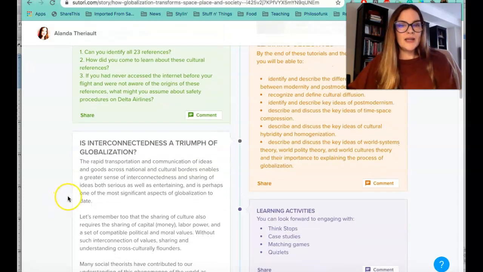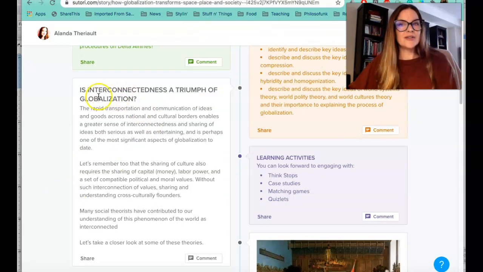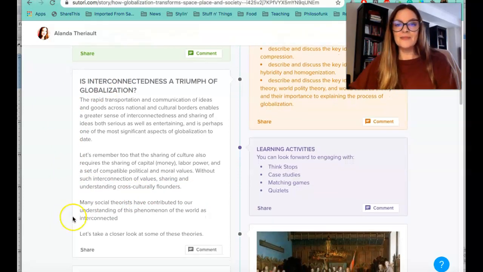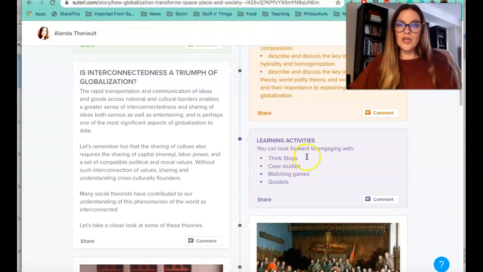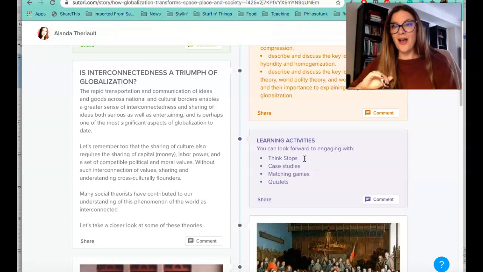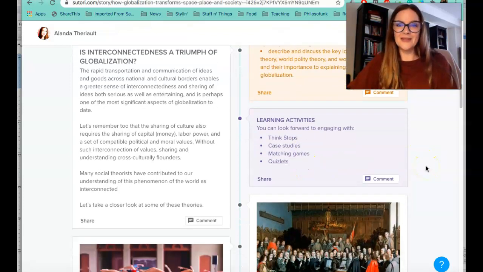So as we move on, you'll see that there's content that is connected with the learning outcomes. You're welcome to have a little preview and tell your learners in your seminar what it is that they're going to be doing in terms of learning activities. Learning activities you can use are, of course, think stops, learning prompts and activities, matching games, Quizlets, which are both a part of Sutori, or you can use a case study, which I have indicated that I'm using in this seminar module.